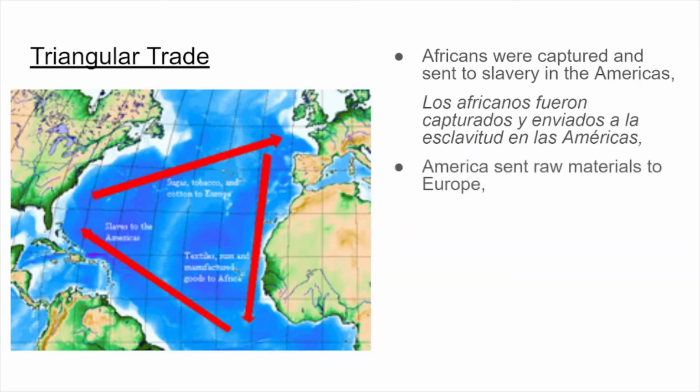The second part of the triangular trade was that America sent raw materials to Europe.